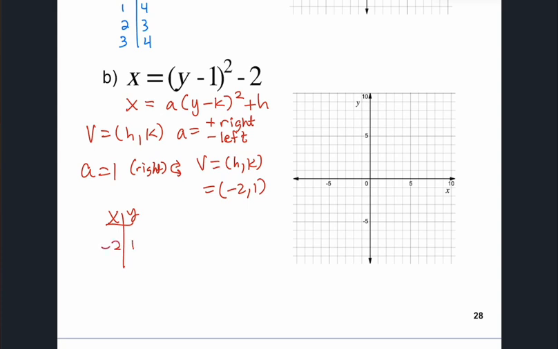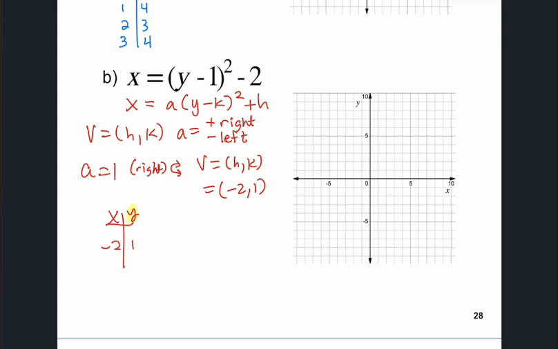We still have a vertex of negative 2, 1. I'm going to put that in the middle of my chart. But this time, we are going to plug in y's. This is not a function of x like we're used to. It is a function of y. So we have to plug in y's.